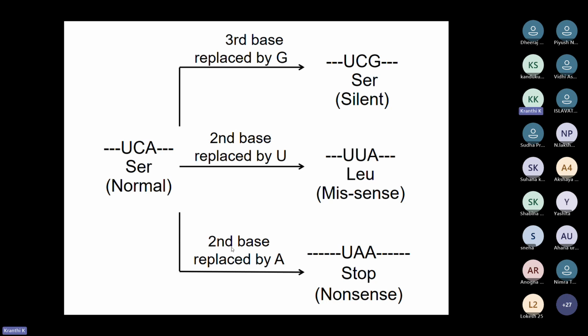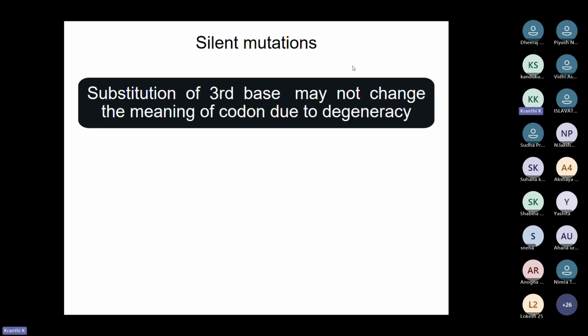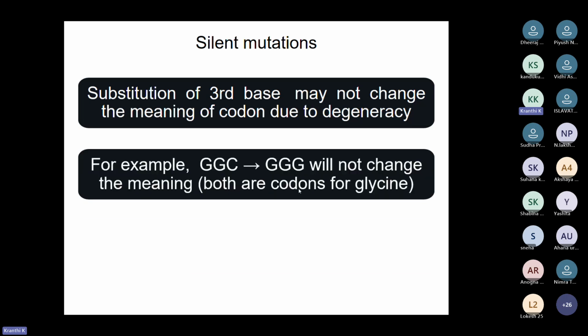Okay. Then here UAA, in the place of C, A came. Then it is a stop. Nonsense means it is stopping there, right? There's no sense for this one. Silent mutation means substitution of the third base may not change the meaning of the codon due to degeneracy. For example, the same thing I explained.